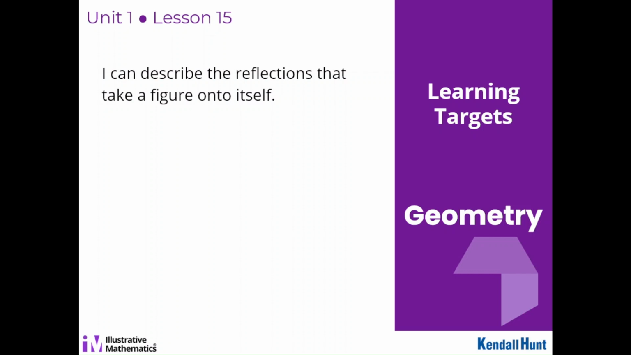The learning target for this lesson says that you can describe the reflections that take a figure onto itself. If you remember, reflections, we've said that it's when you flip the shape over and it creates the image. Another way to think about this is if I took a piece of paper and folded it over, both sides would match each other. And that's what we're going to be talking about in this lesson.